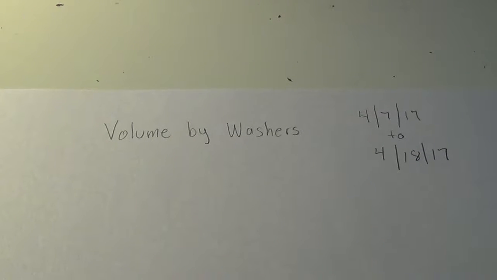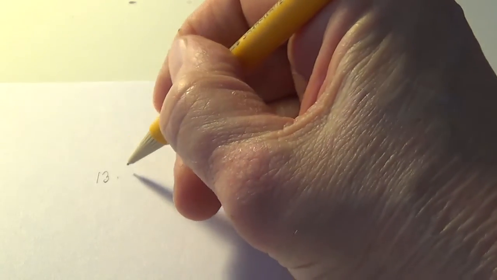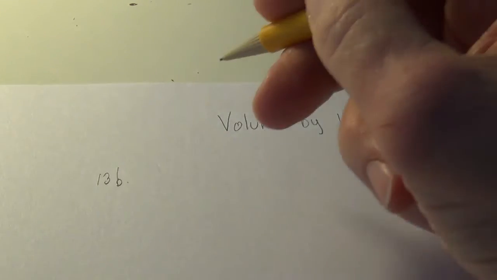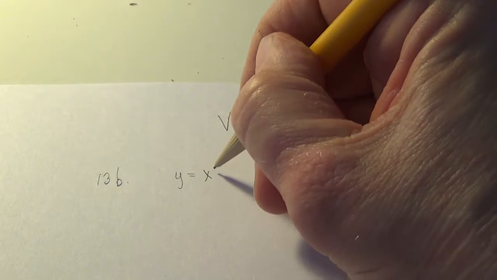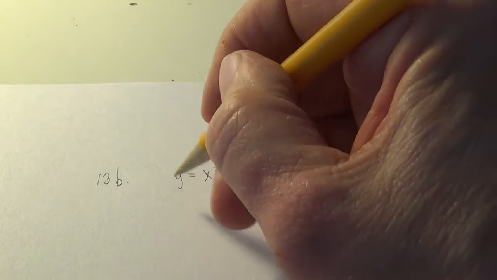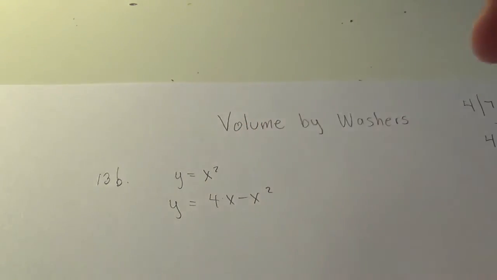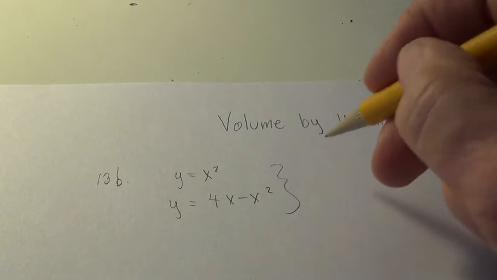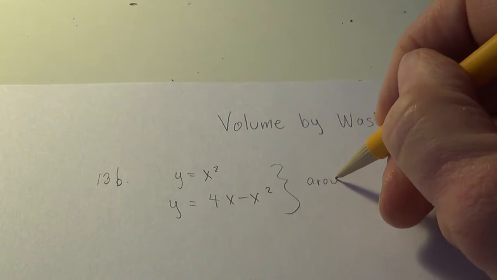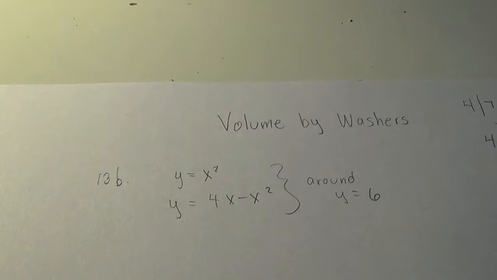I'm going to do the homework one, number 13b. I recognize that it took the area enclosed by y equals x squared and y equals 4x minus x squared, and it's going to revolve that area around the line y equals 6. So that will create a solid of which we will find the volume.